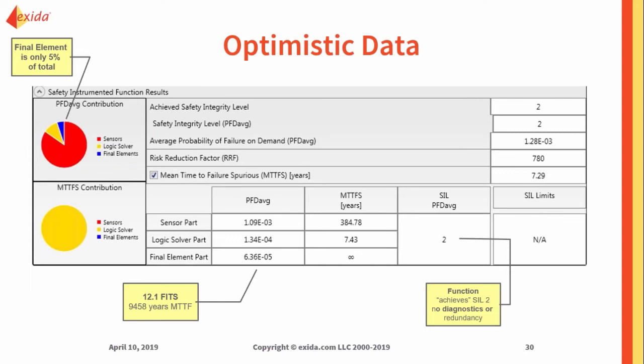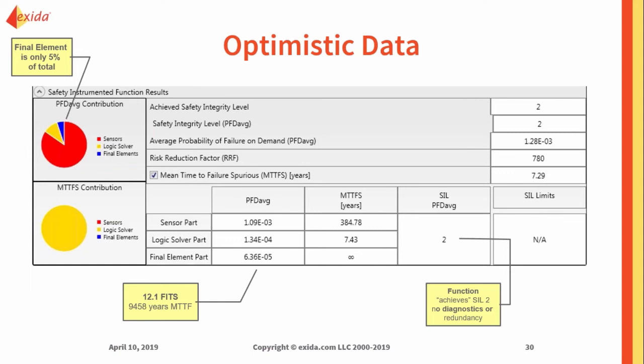You can see that our failure rate for the final elements, the valve, actuator, and solenoid together, is 12.1 FITs. Wow, that's really great. With our calculations, we found out that this safety function achieves a SIL 2 with no redundancy and no diagnostics needed. So you can just put one of these out there, basically clean your hands of it, never check on it. This is great. You might just be the best safety engineer in the world right now.